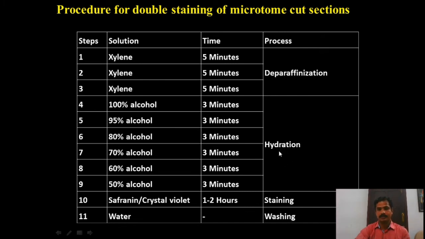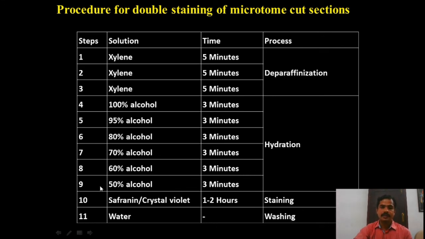Then second step is hydration, that is the introduction of water. The specimen is already dehydrated before infiltration, but before going to staining with the safranin, you have to rehydrate, that is to introduce water again to the specimen. For that, the slide containing the specimen is first dipped in 100% alcohol for 3 minutes, then 95%, 80%, 70%, 60%, 50%, just opposite to the dehydration procedure. This is known as hydration procedure.